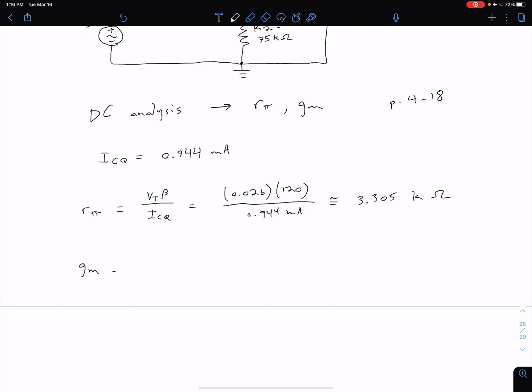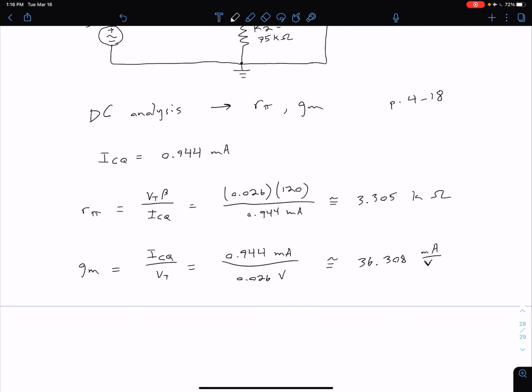We also need our gm, our small signal transconductance, and that's equal to ICQ over VT. Again, we're going to assume that this is approximately room temperature, so we have our 0.944 milliamps divided by our 0.026 volts, which gives us approximately 36.308 milliamps per volt.